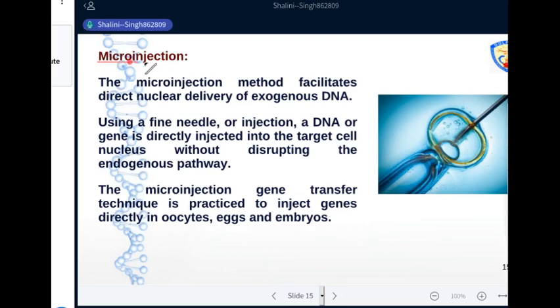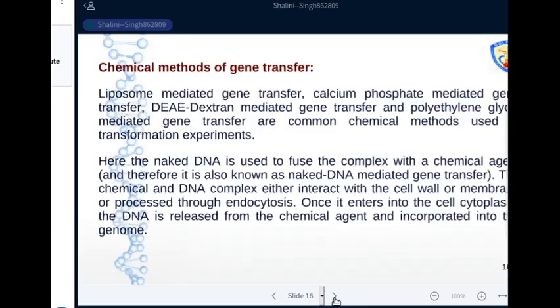Microinjection. The microinjection method facilitates direct nuclear delivery of exogenous DNA. Here, using a fine needle, DNA or the gene of interest is directly injected into the target cell nucleus without disrupting the endogenous pathway. The microinjection gene transfer technique is practiced to inject genes directly into oocytes, eggs, and embryos.